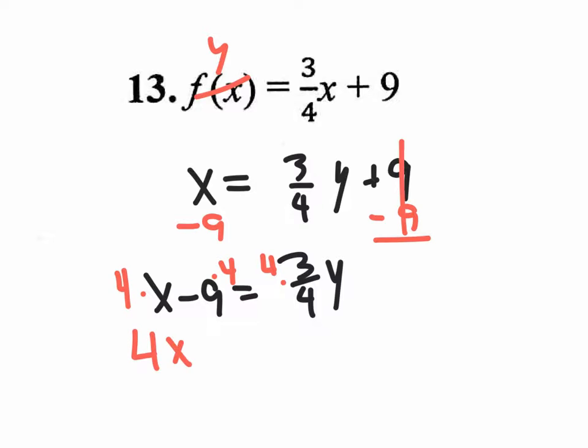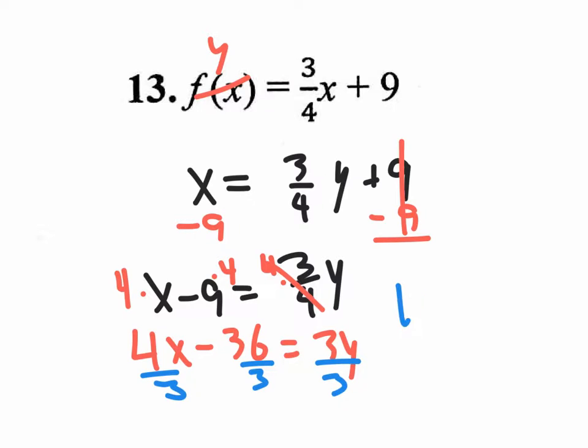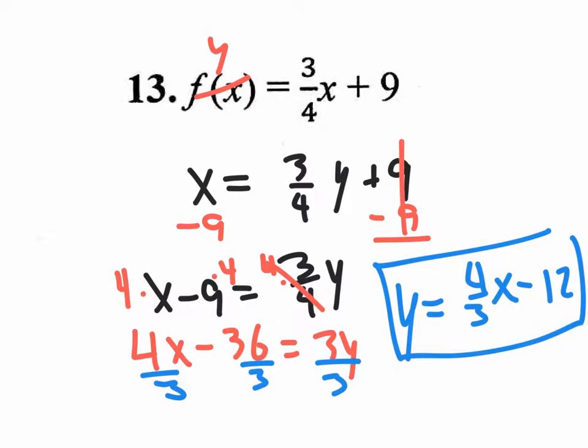I'll get 4X minus 36 equals 3Y. My final step would be to divide by 3, divide by 3, divide by 3. So Y equals 4 divided by 3X minus 12, because 36 divided by 3 is 12. So there's my inverse function of the original number 13. You got it?